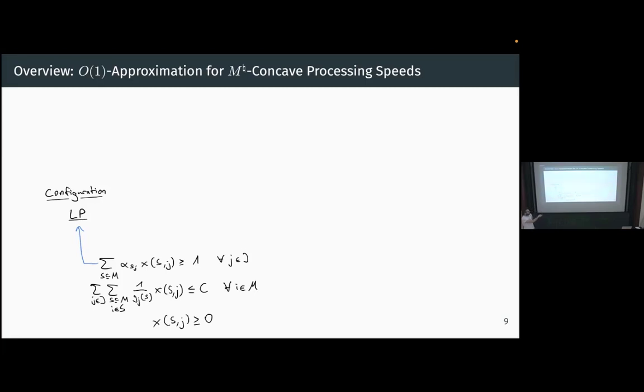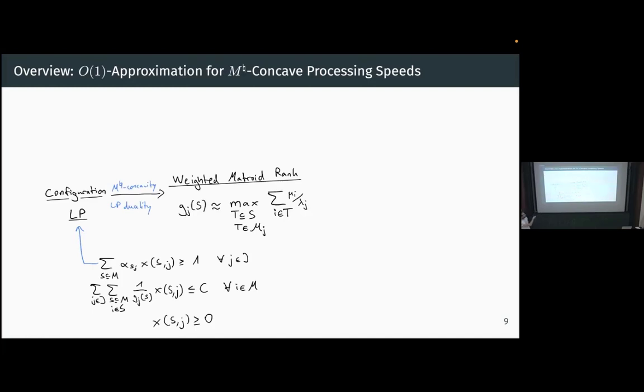And then you have a makespan constraint for every machine, right? You just sum up the total processing time of all the jobs in which a machine participates, and this should be bounded by C. So this is this configuration LP. And now what you can do is the following.